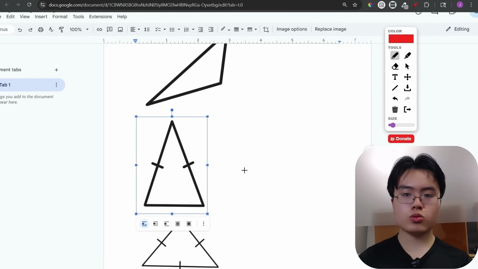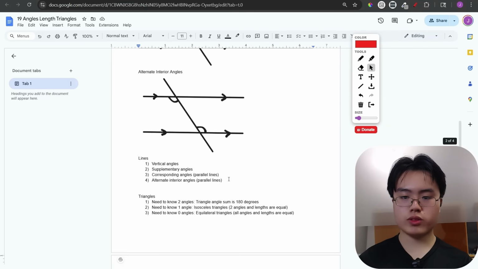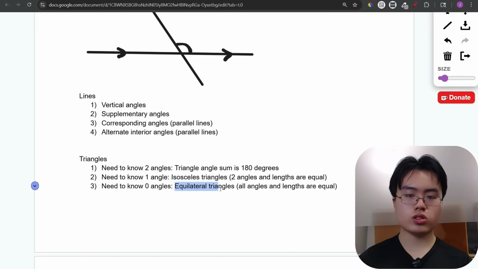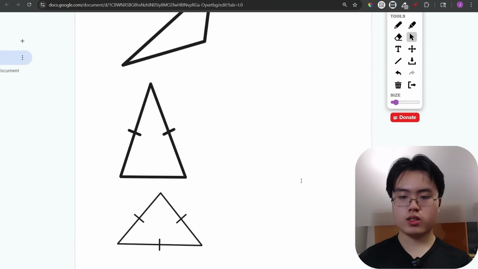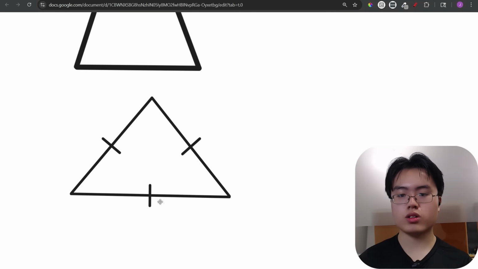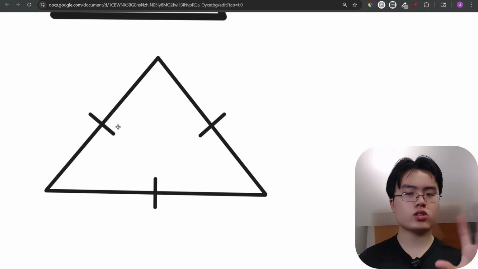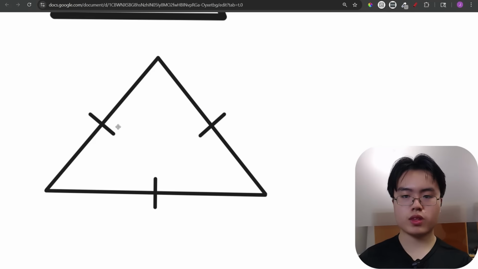Okay. And the last thing, which is not as common, is equilateral triangles, which is extremely simple. If you see an equilateral triangle, which is just all the angles and lengths are equal, again, it doesn't need to say itself that all the angles are equal. You just need to see that all the lengths are equal. That's enough. Or if you see all the angles are the same, that's enough as well. Basically, you just need one of those two. If all the lengths are the same, then by default all the angles are the same. That's the idea behind it.